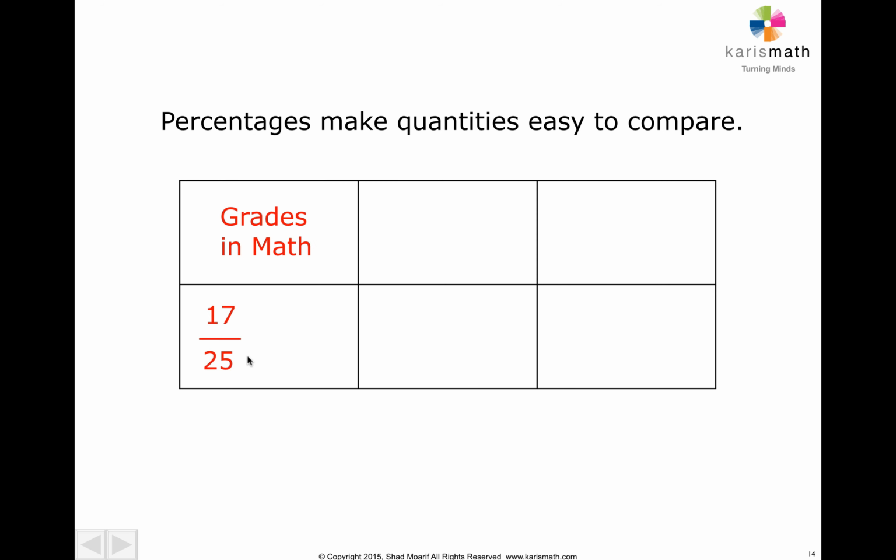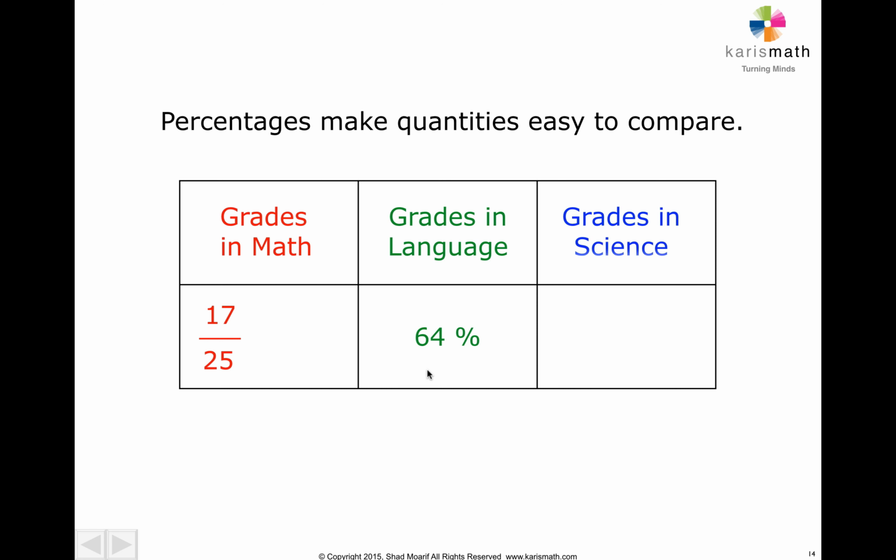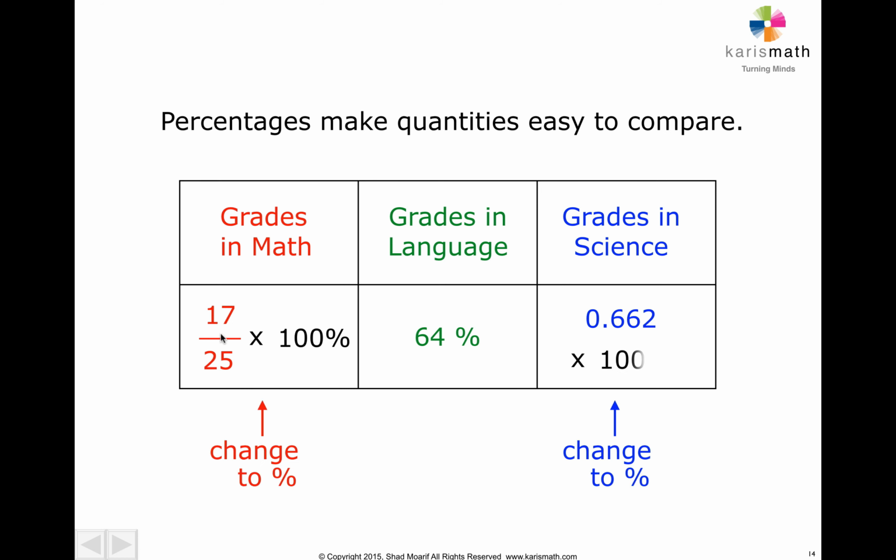So the grades in math, grades in language, grades in science. You got it in 3 different ways. Here it's in fractions, here it's in percentage, and here it's in decimals. Well, okay, the best thing to do would be to change it all to percentage. So multiply this by 100, and you get 68% there. Multiply this by 100, and you'll get 66.2%. By 100, I meant 100%. So that 68% is the answer, and 66.2%.